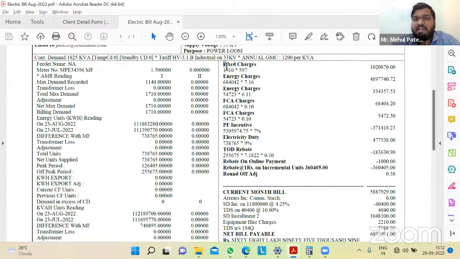So coming over here on the left side, fixed charges. The first and foremost thing in the bifurcation of the bill is fixed charges.